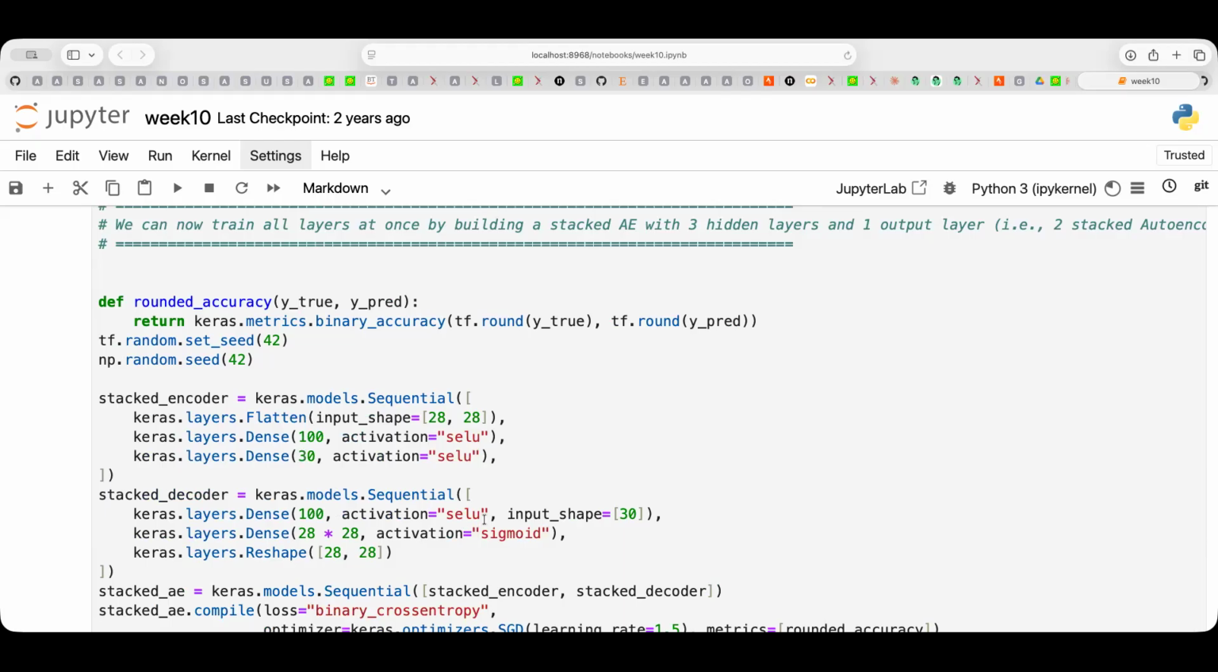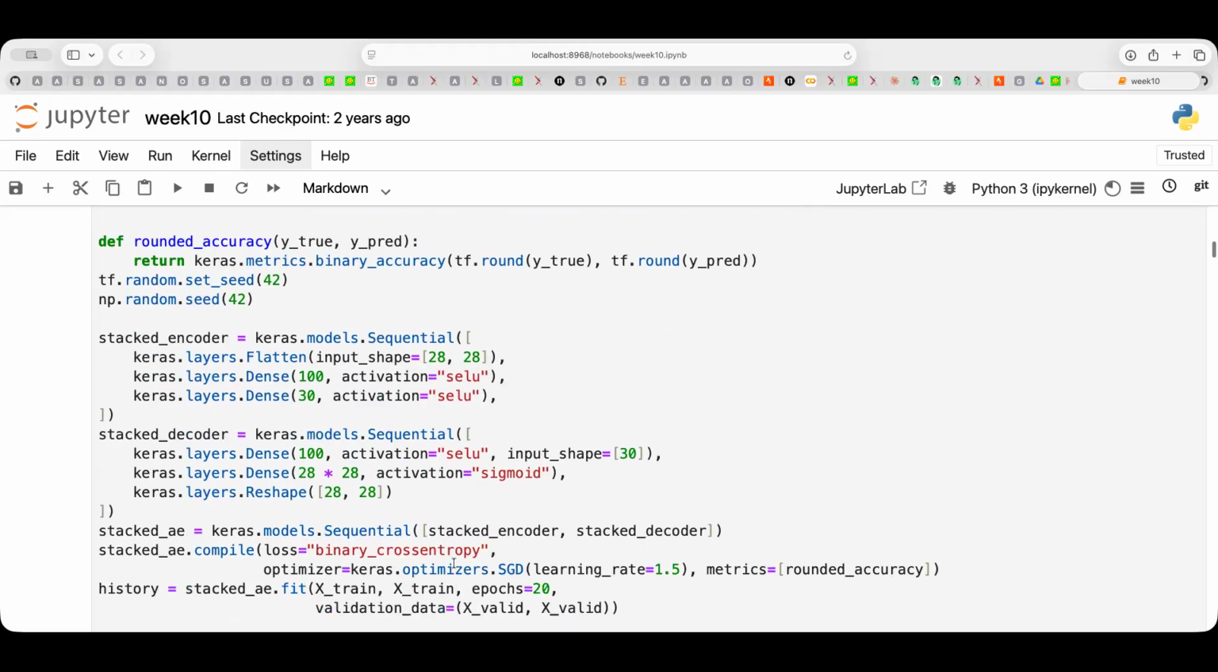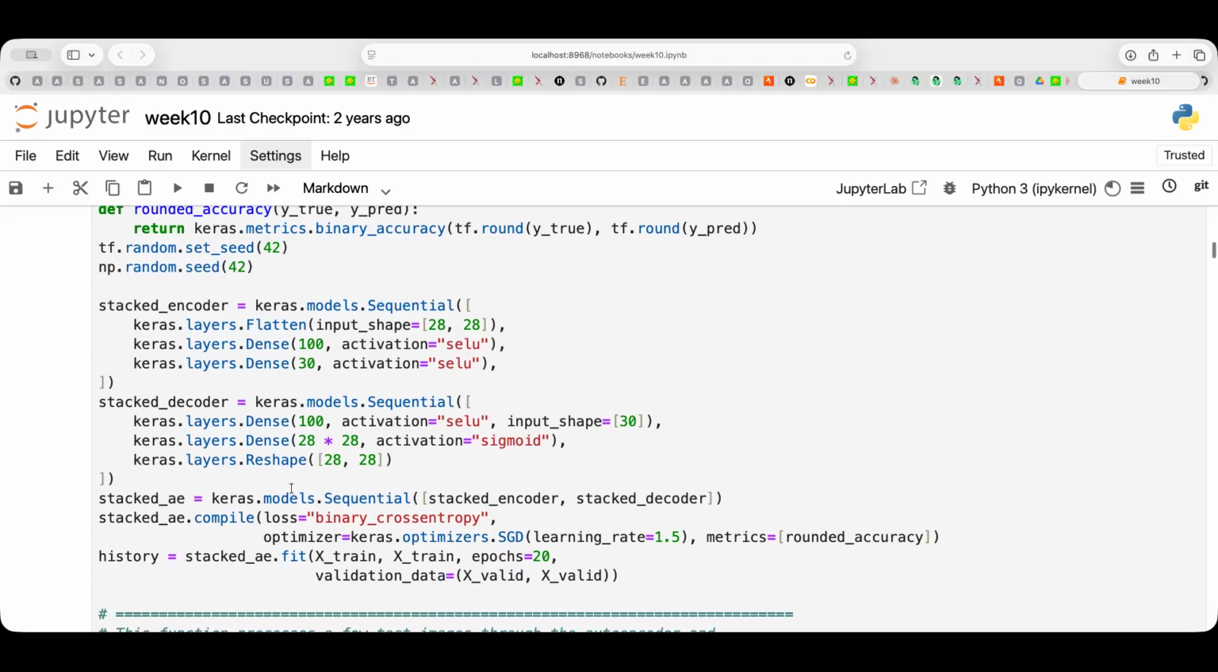And this one takes in, again, the same. So this is symmetric, and you can see the input shape is 30, so there are 30 nodes, and then it outputs 100. Then you have the final layer, which is 28 times 28, the standard dimensionality for the MNIST data. So it's 28 times 28 pixels. The encoder and the decoder are symmetric. And with Keras and TensorFlow, it's actually pretty easy to set it up.